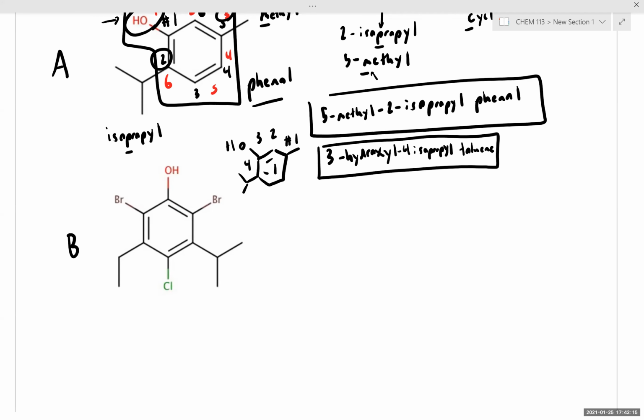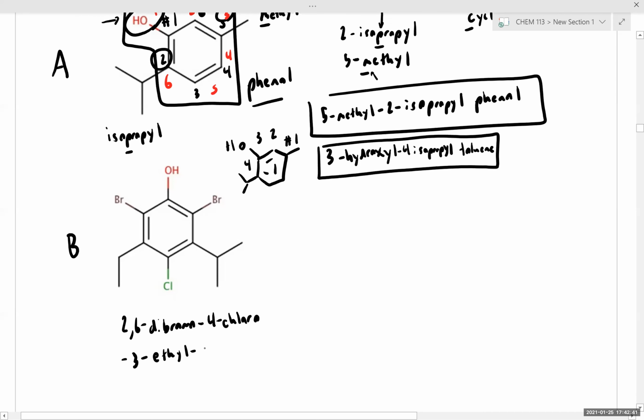Although it has a lot of substituents, we can name it systematically via IUPAC rules. Does anyone have a proposed name for this compound? So we have a proposed name of 2,6-dibromo 4-chloro 3-ethyl 5-isopropyl phenol.